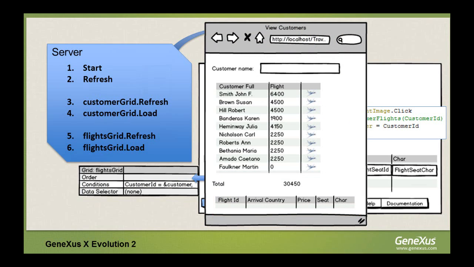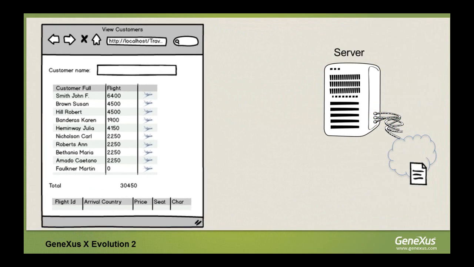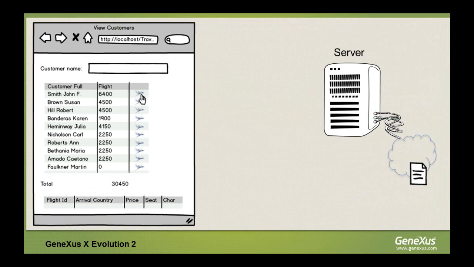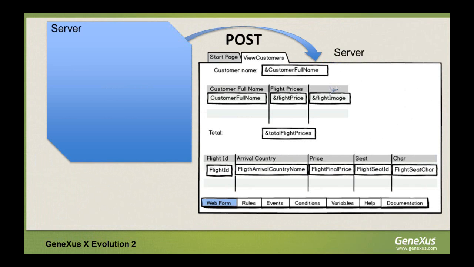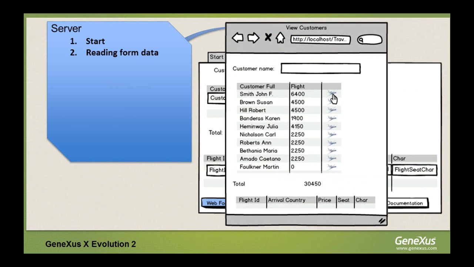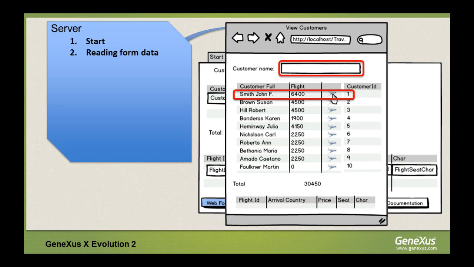On the other hand, when the user clicks on the plane image to see the flights of customer Smith, a post is made to the server, and there the following is executed: the start event, the reading of screen data sent in the post, which in our case will be that of the line selected by the user, including the customer ID that is a hidden column. In addition, the screen variable, which will be local to the program, and in this case will be left empty.